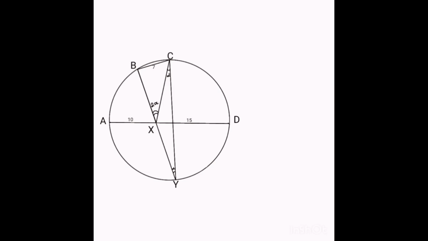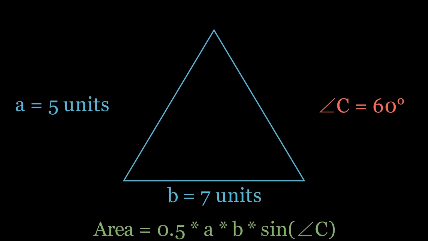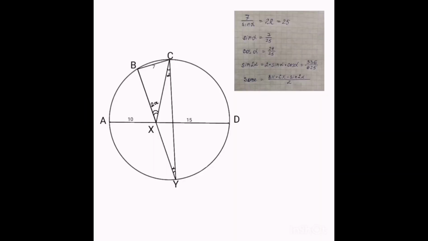After that, let's write down the formula of the area of the triangle XBC using the sine. We can say that BX times CX times sine of double alpha divided by 2 equals the area of the triangle XBC. However, by now we can't say that we know the product of BX and CX.